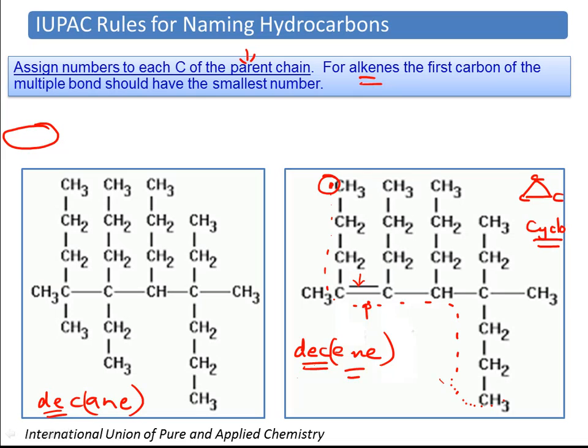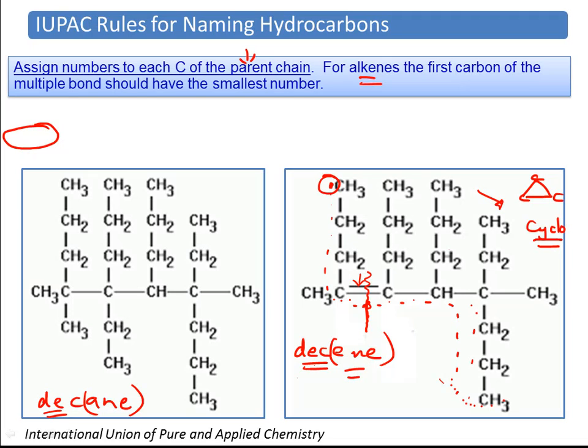So the multiple bond must always have the lowest possible location number. If I count from here, that will give the double bond the largest number, the location number. But even if we were to look at it this way, from the double bond, and say, okay, this is where it splits, we find it's heavily substituted on this side, but it doesn't matter. What takes priority is the double bond.